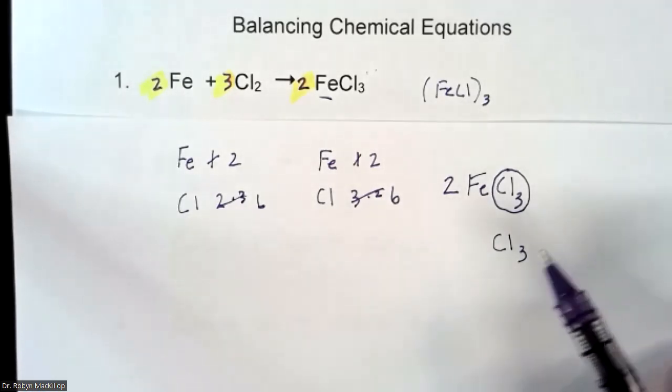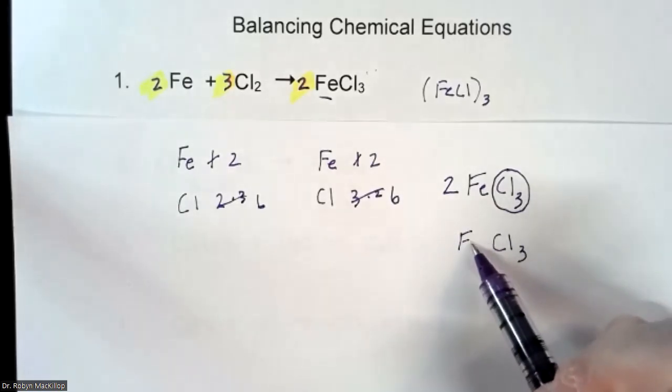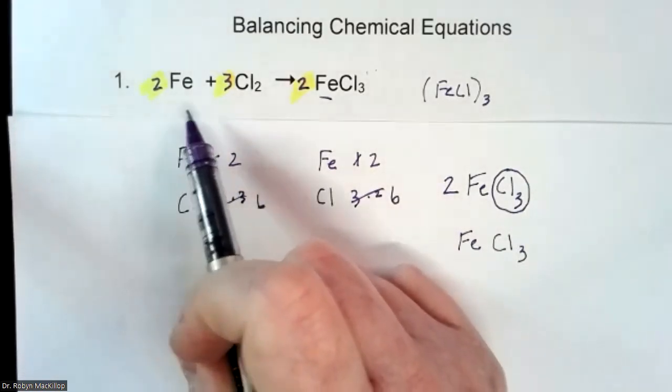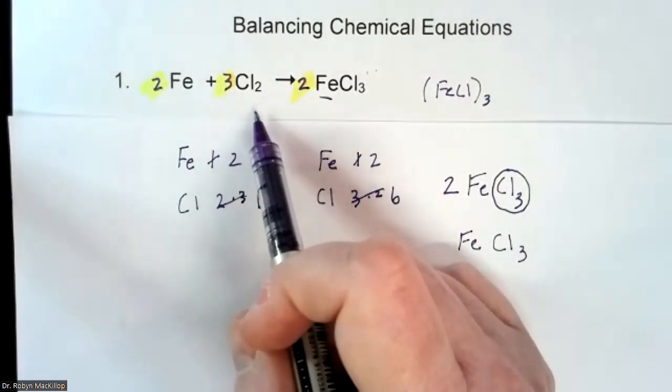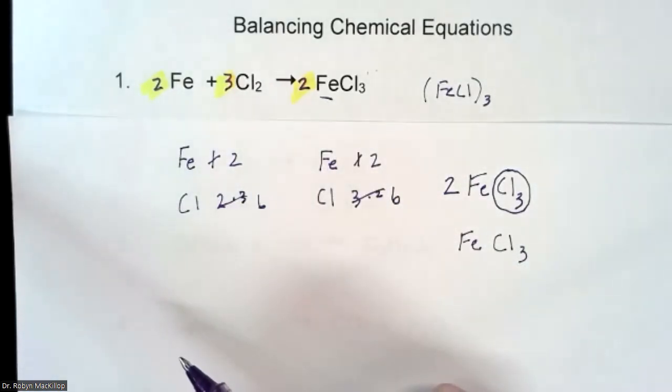And so how would the answer be written out? Okay, yeah, this is what it'll look like. 2 FE plus 3 CL2 turns into 2 FE CL3.